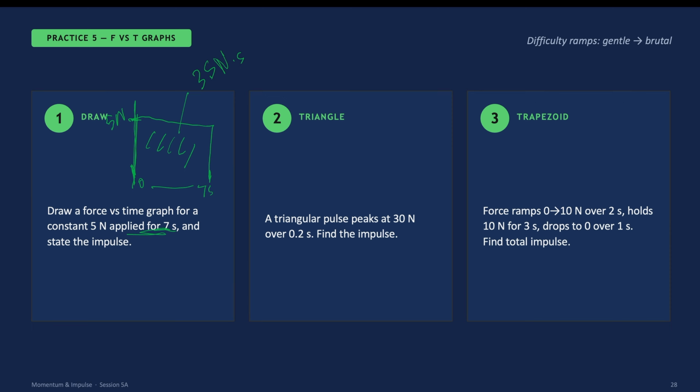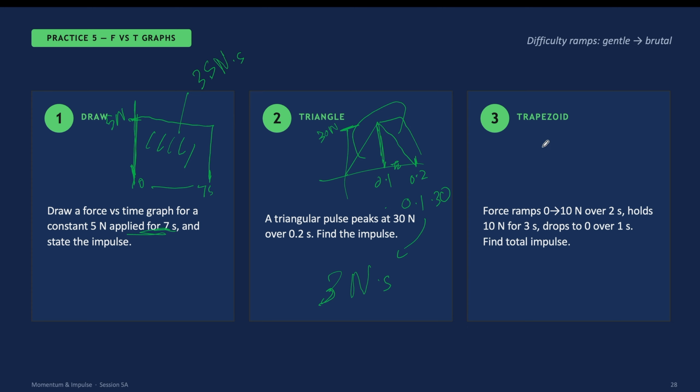Okay, so a triangle pulse peaks at 30 newtons over 0.2 seconds. 30 newtons here, 0.2 seconds here. So this is 0.1. The middle, if you flip this like a rectangle, becomes 0.1. This times 30 newtons gives 3 newton seconds.